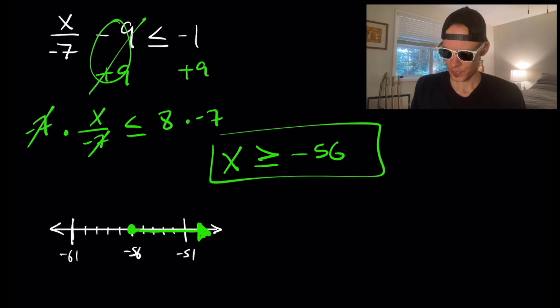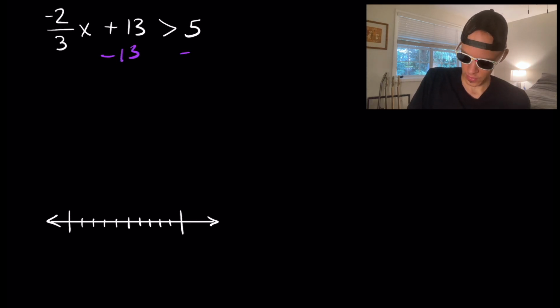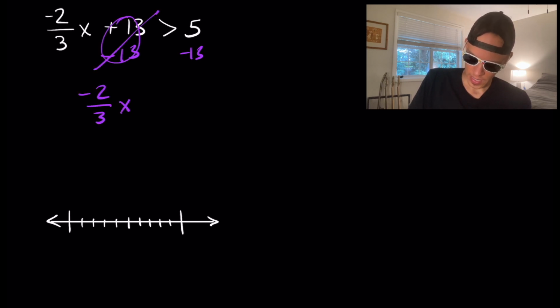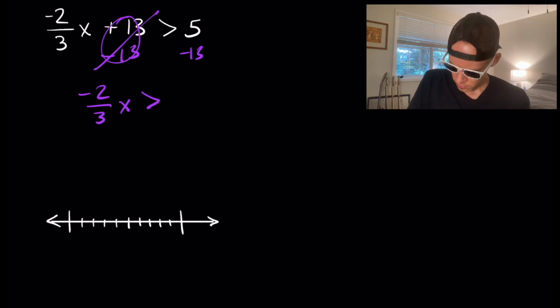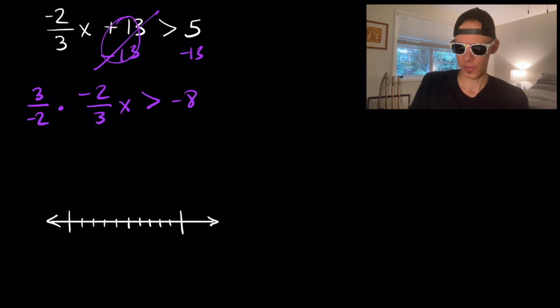and then we are going to the right because it's greater than or equal to. All right, negative 2/3 x plus 13 is greater than 5. So I'll start by subtracting 13 from both sides. Those will cancel out. I'll have negative 2/3 x greater than, let's see, that's going to be negative 8. And since I have a fraction as my coefficient, I'm going to multiply by the reciprocal to cancel it out. So I'll multiply both sides by 3 over negative 2, or negative 3 over 2.